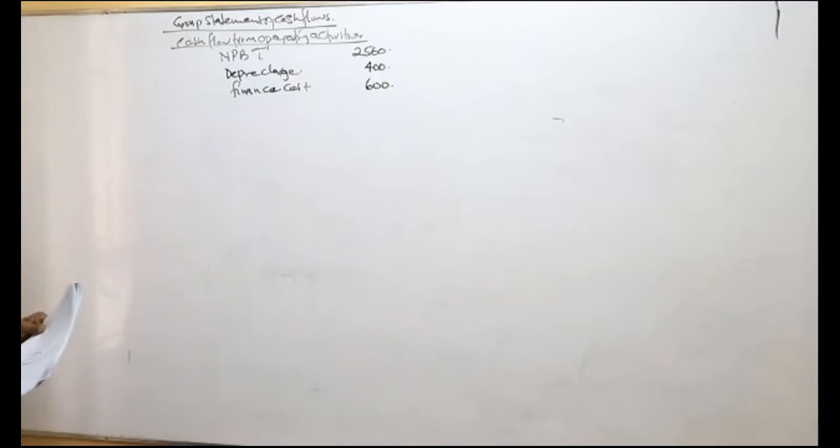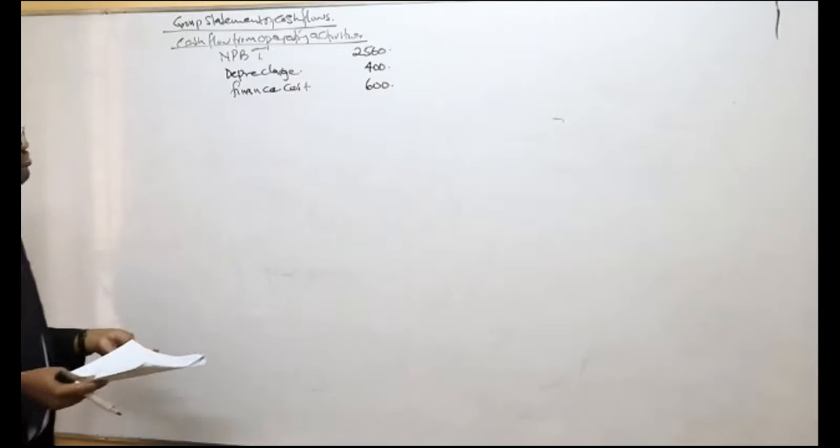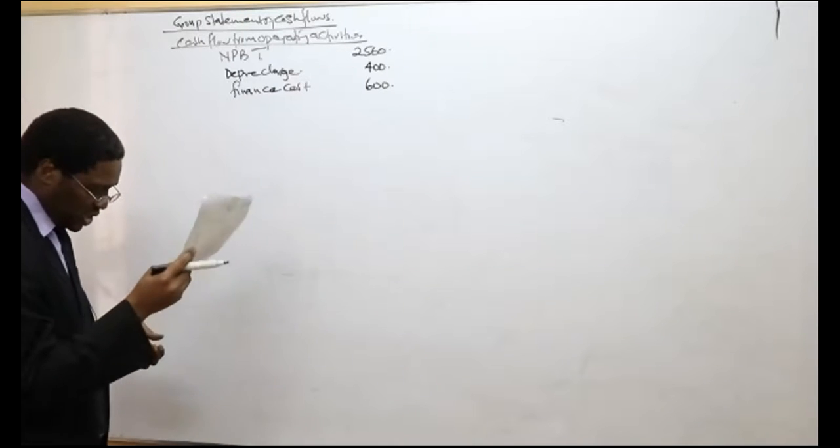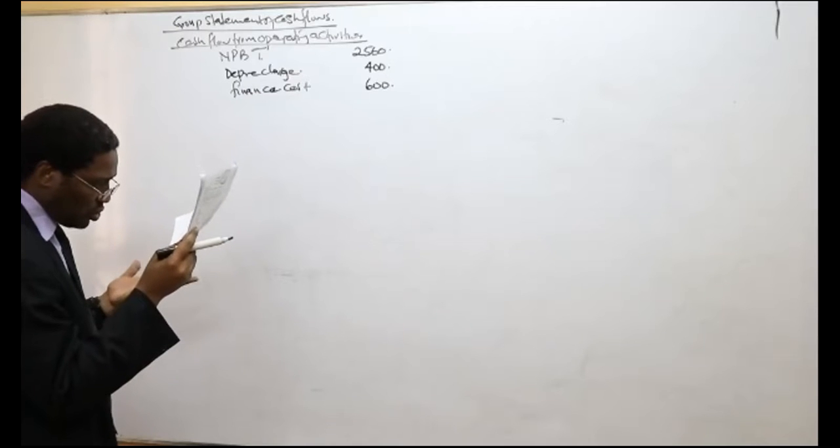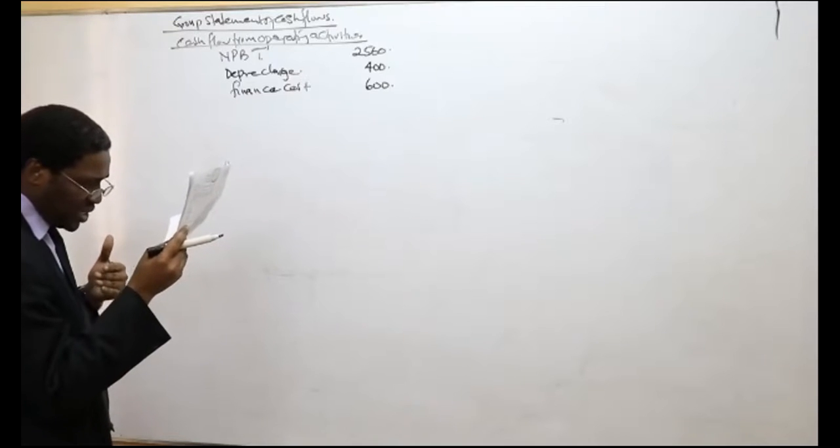So let's go looking for more non-cash items. I hope you have got some more. Let's go through maybe the additional information looking for other non-cash items. From note number 1, we were told there was a disposal of an asset. Was it giving us a gain or loss?